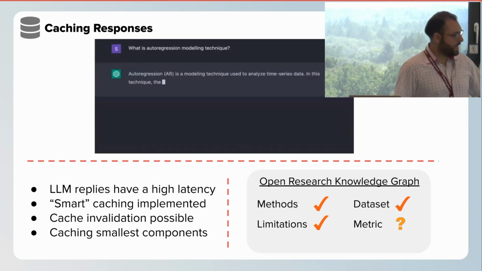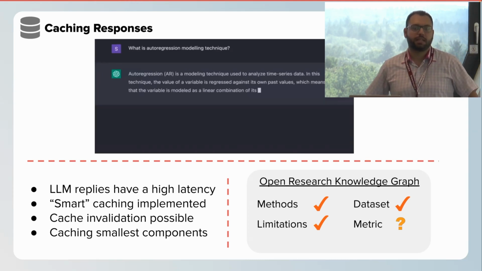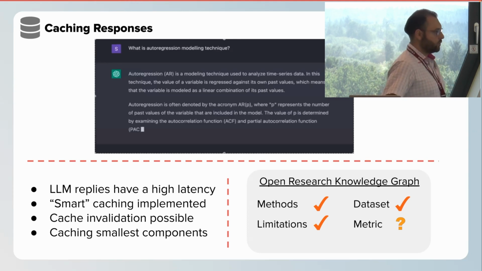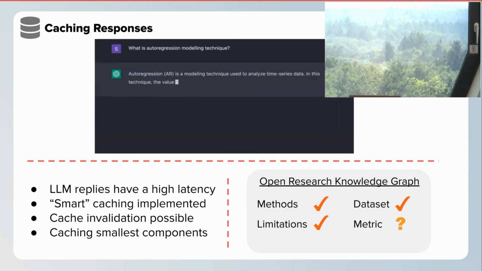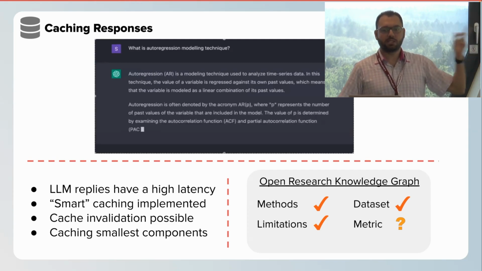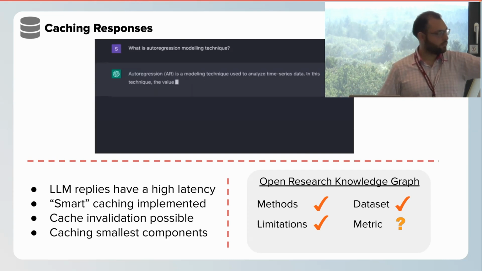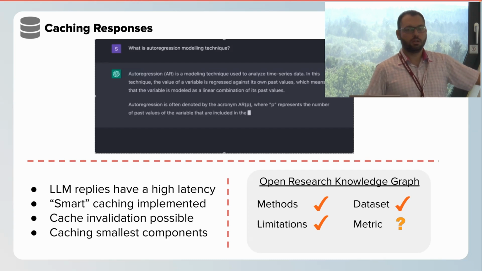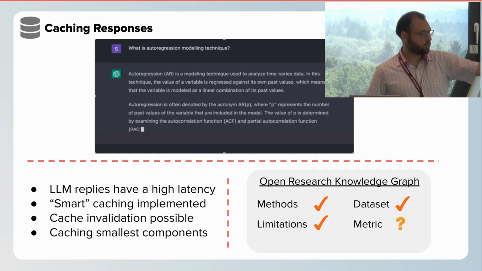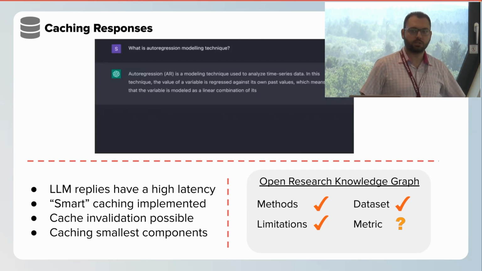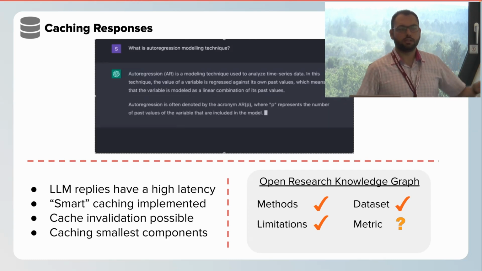And for this, we have a smart caching mechanism where we try to cache the smallest component. For instance, let's say here we extract the methods, the limitation, and the data set. But the next time you want to ask for all four plus the metric, we retrieve the three that remain in the cache, and we only ask the model for the last one, the metric in this case. When the metric is extracted, we add it to the cache. So the next user that asks for all four gets it instantaneously.